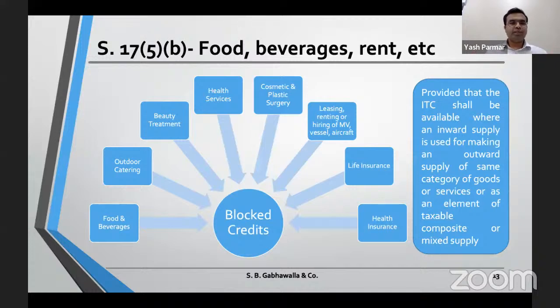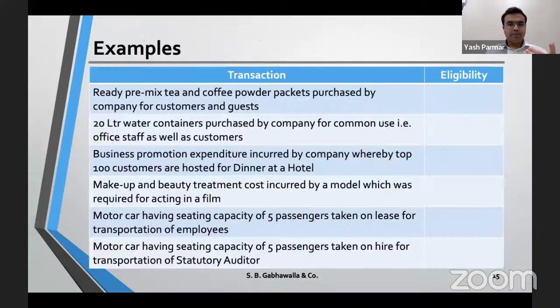Now, what kind of situations are covered under this particular proviso, we will discuss in the next couple of minutes. Let's take a few examples and understand which transactions and services are blocked, and which are not blocked.